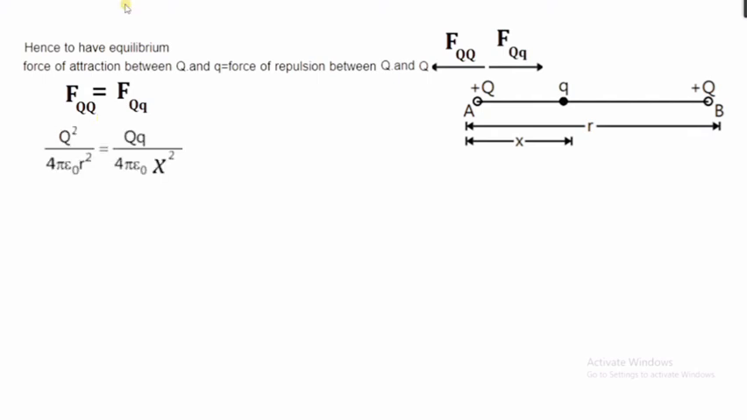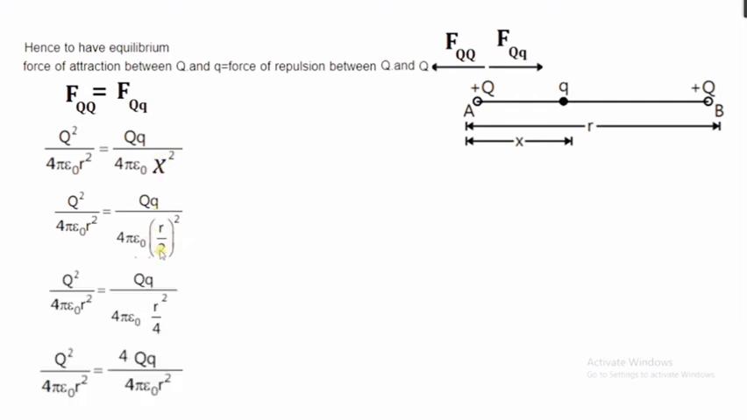So now if you use Coulomb's law again, this will be Q square by 4 pi epsilon r square, and the force between these two will be k Q q by x square, and we already know x is r by 2. So if you put the values, you will get q to be Q by 4.